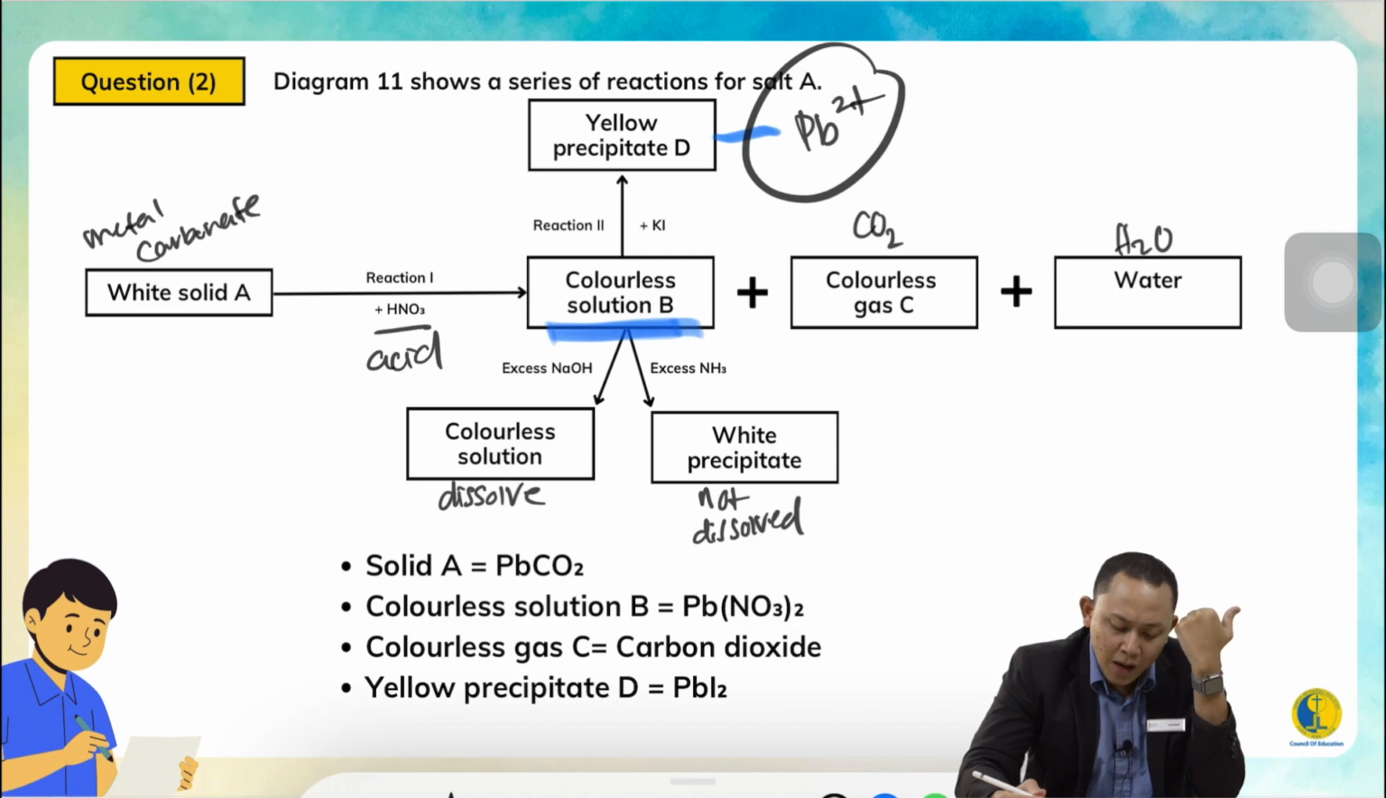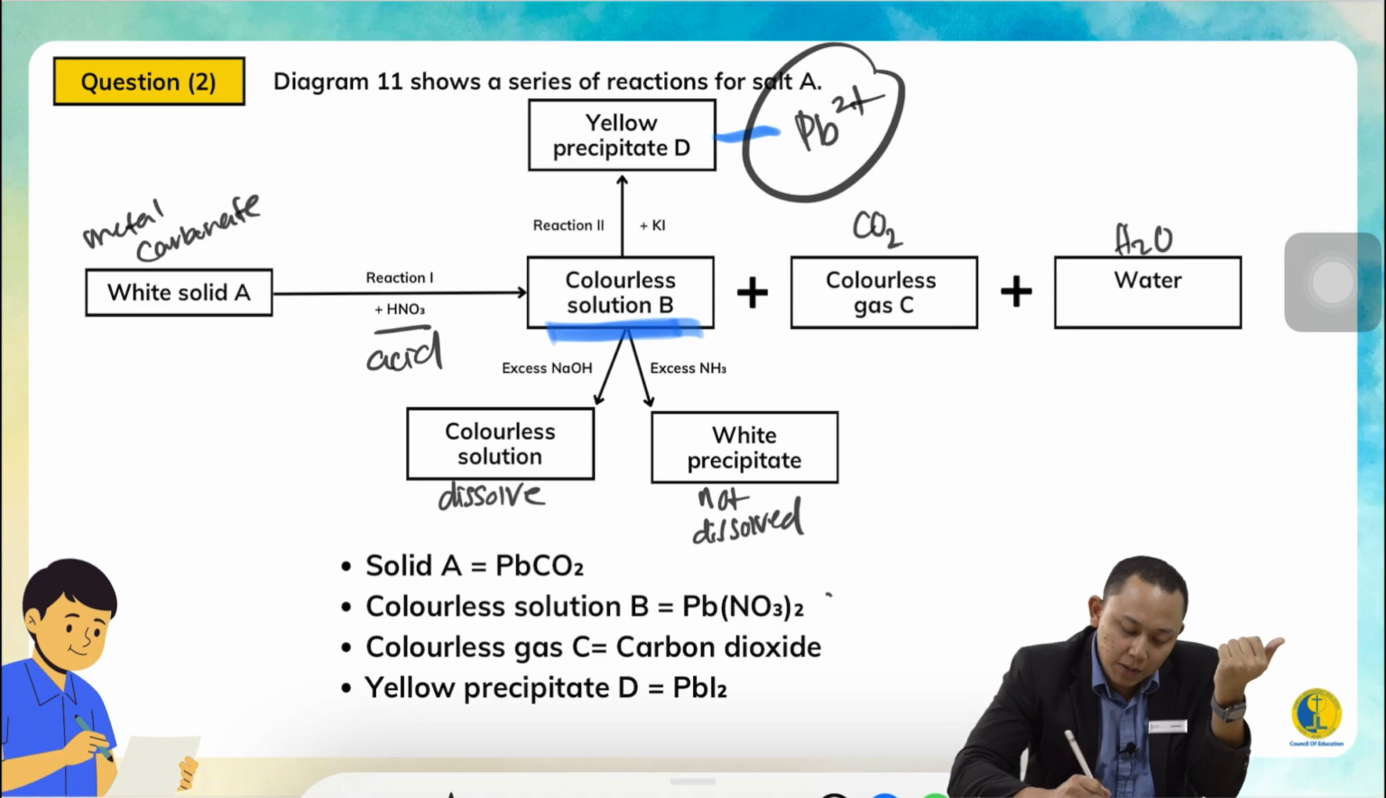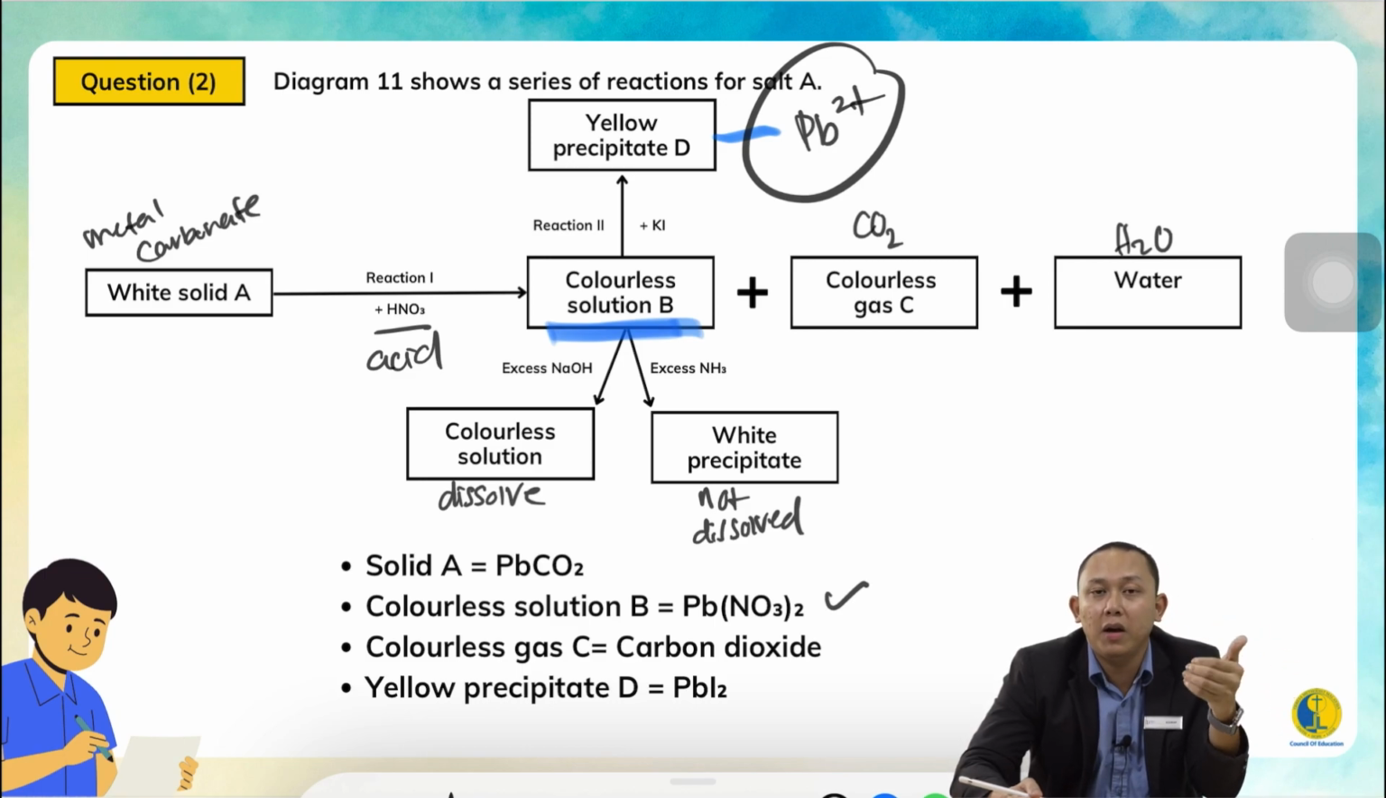And the colorless solution B, because you react lead salt with the nitric acid, your nitrate ion will combine with the Pb2+ ion to produce Pb(NO3)2. And the colorless gas, as I mentioned just now, metal carbonate reacts with the acid, we produce a colorless gas.